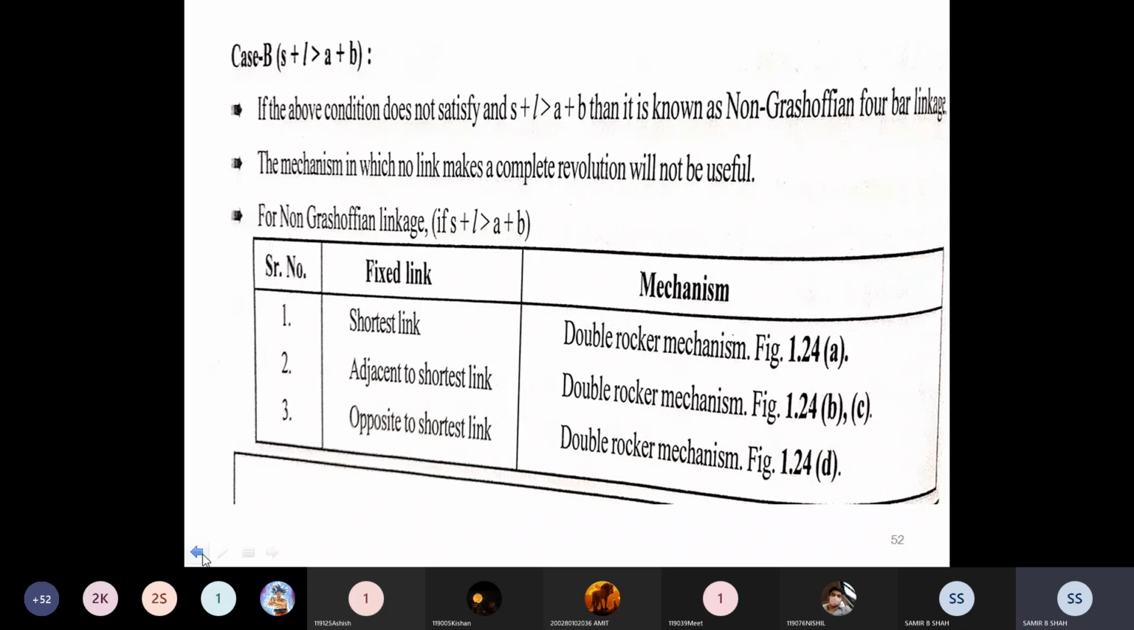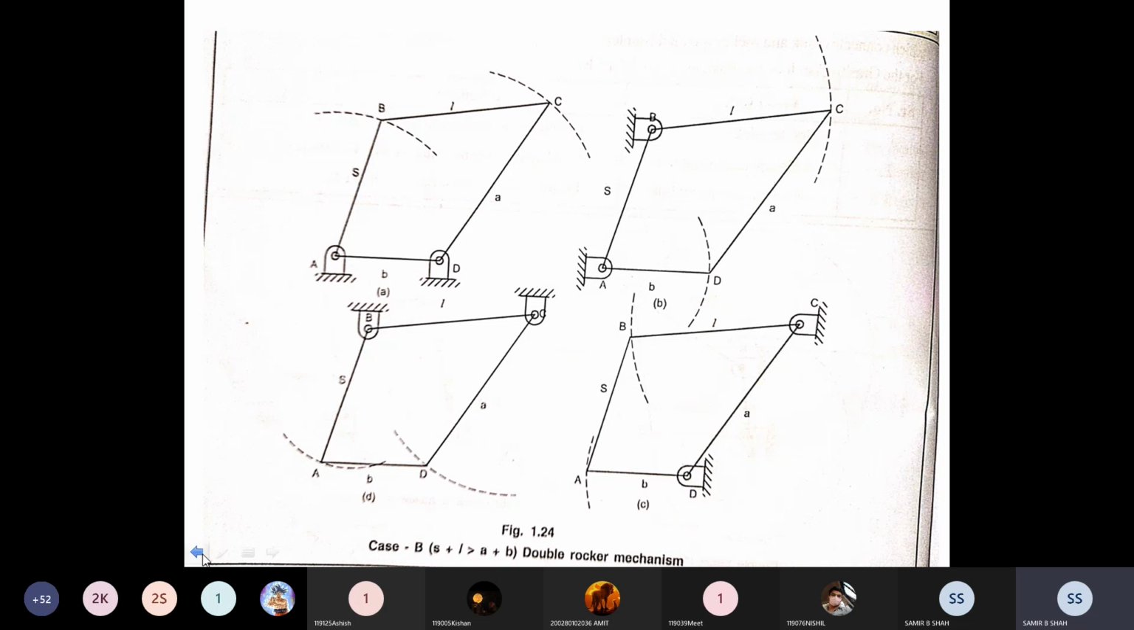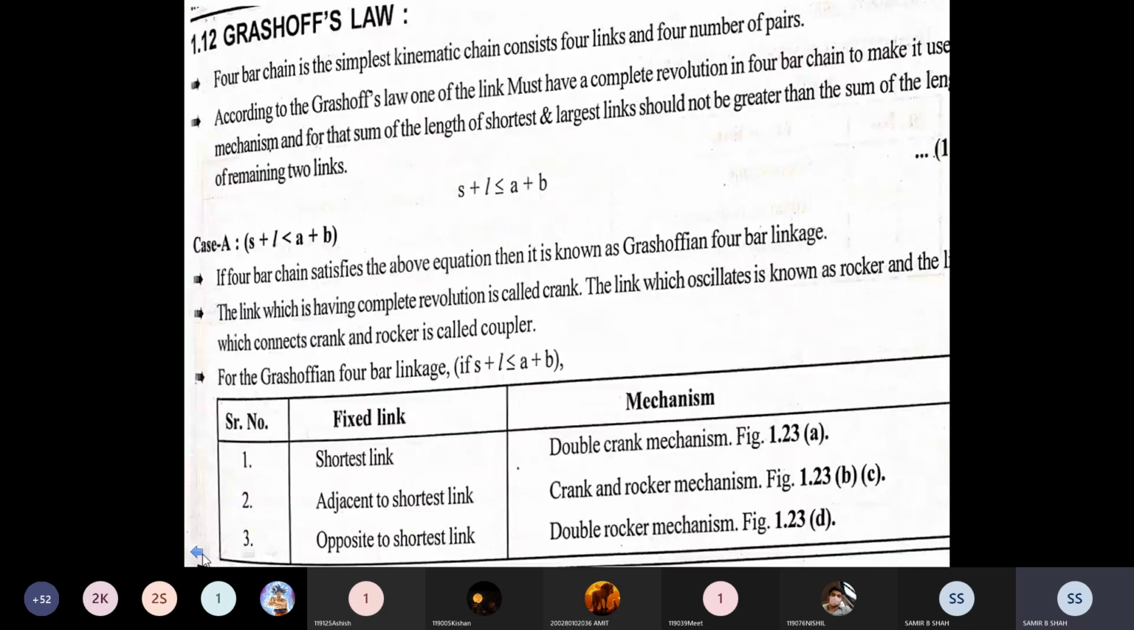So there is no double crank mechanism, only a rocker mechanism. Okay, so it may be the shortest link, or adjacent to the shortest, or opposite to the shortest link. These are the mechanisms that you may consider for the double rocker mechanism, where the condition is S plus L is greater than A plus B. Now, as we know, the condition is less than or equal to. We talked about less than, we talked about greater than, now we talk about equal to.